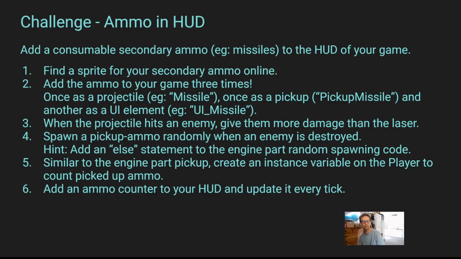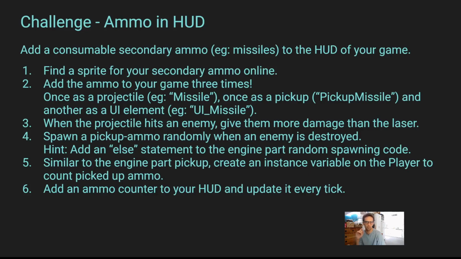So step 1 is find a sprite for your secondary ammo online. Step 2, add the ammo to your game 3 times. Why 3 times? So once you're going to add it as the missile, the thing that actually is fired by the player. Once as a pickup, so the thing that's dropped by the enemy for the player to pick up. And then lastly, once as a UI element, so the one that goes in your HUD. Okay. Step 3 is when the projectile hits an enemy, give the enemy more damage than the laser would.